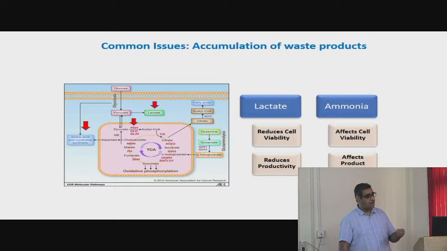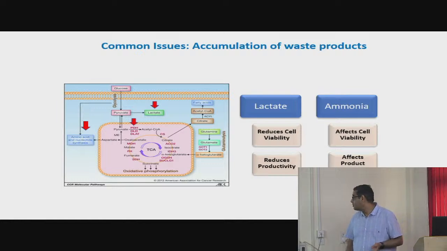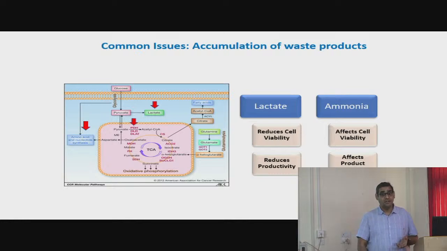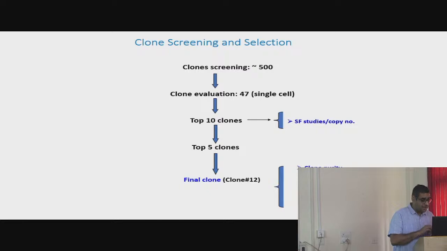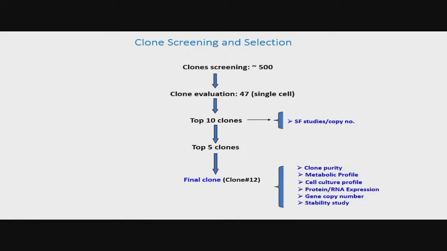You know how they are accumulated, and how to get rid of that is a big challenge, okay? So cell viability is reduced, product quality is reduced, productivity is also reduced. So these are the common waste products which are accumulated, and now how to do that, and how we have done this. We did clone screening.